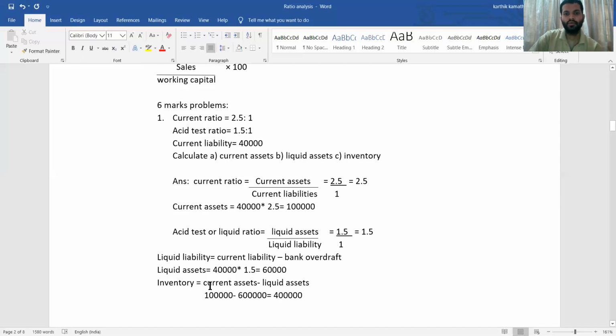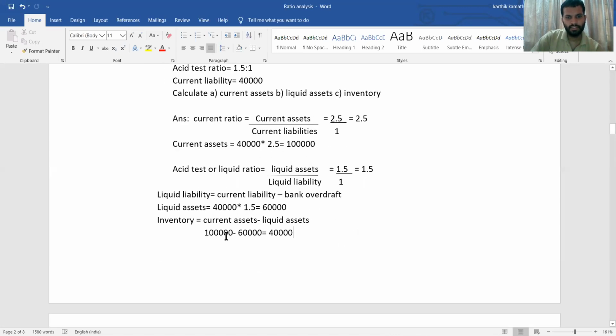Then they have asked to calculate inventory. Inventory is equal to current asset minus liquid asset. So current asset you have got in the first question and liquid asset you have got in the second question. Deduct, and the difference will be inventory. 1 lakh minus 60,000, you will get inventory as 40,000. Here also, see, this 1 lakh minus 60,000, you will get 40,000.